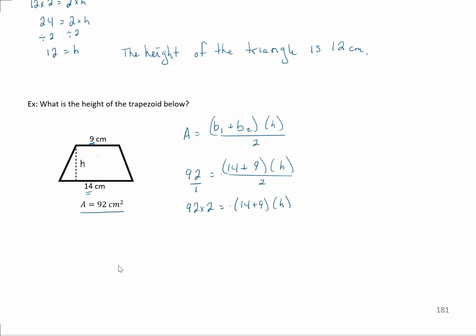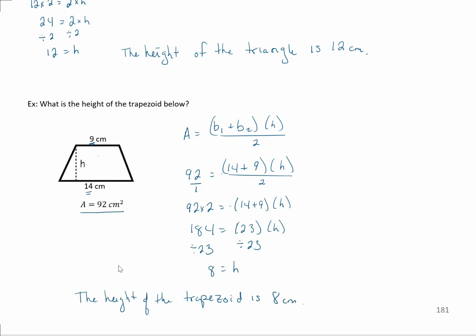Let's simplify this a little bit. 92 times 2 is 184. 14 plus 9 is 23. And finally, we can solve for h by dividing both sides by 23. So 184 divided by 23 is 8. So if we wanted to write a concluding sentence: the height of the trapezoid is 8 centimeters. All right, so that's missing measures.